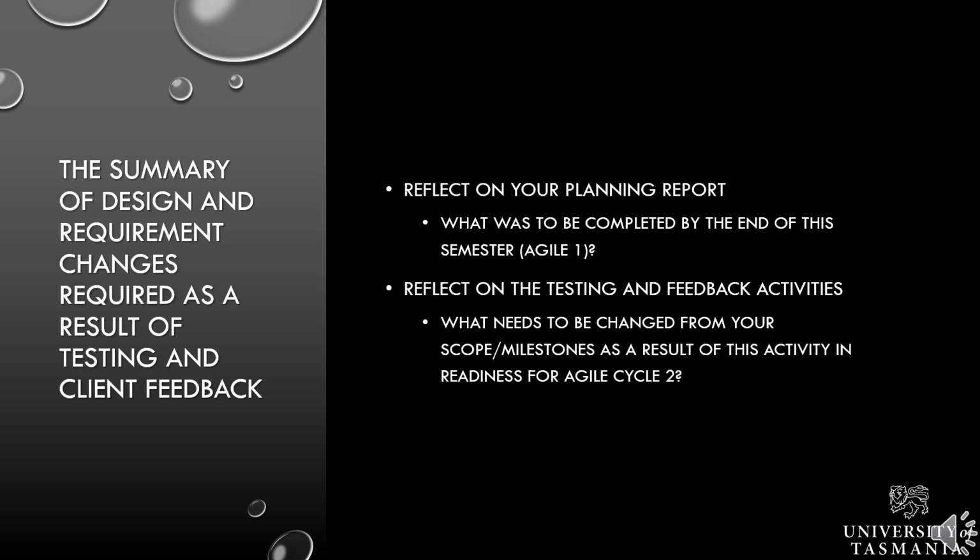So what I want you to do is get your planning report Agile 1 Gantt chart and compare it to the upcoming planning 2 Agile changes that are required as a result of any of this testing, protocol feedback and client feedback. We are now getting ready at the end of this cycle for the second one, and we need to augment things appropriately as a result of what we know at the end of Agile 1, which we didn't beforehand.